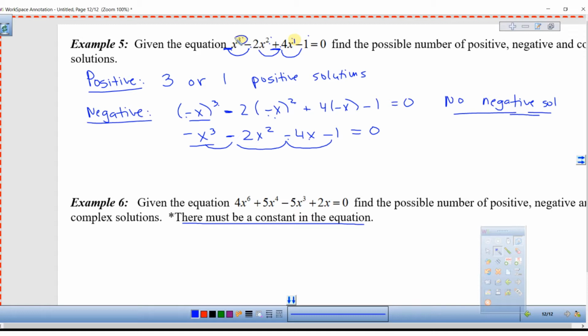You guys, I know I'm going to have 3 solutions, okay? So here are my options. Option 1, I have 3 positive solutions. No negative, okay? Never any negative. The other option is 1. So I could have 1 positive solution.